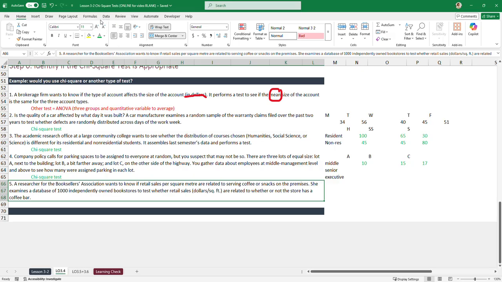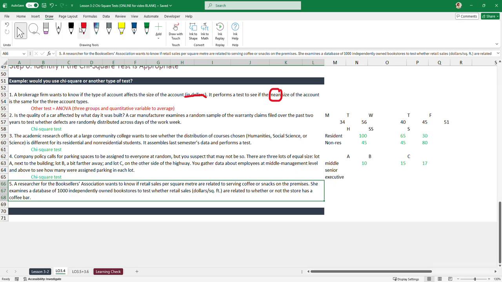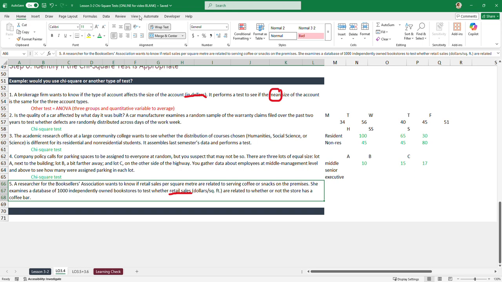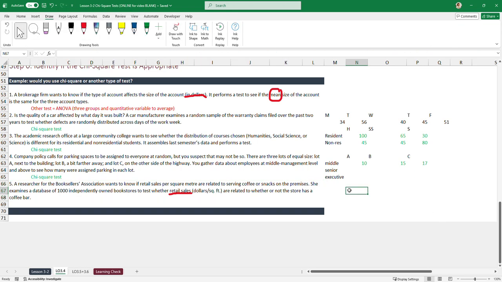Yes or no. What makes this question different than the previous one is retail sales, again, is in dollars per square foot. That is something quantitative. So if the store has a coffee bar, yes or no, that is 2 groups. But if we're looking at the retail sales in dollars per square foot, that would be some kind of dollar amount that's quantitative that we could find an average for the different stores of that type according to the groups.